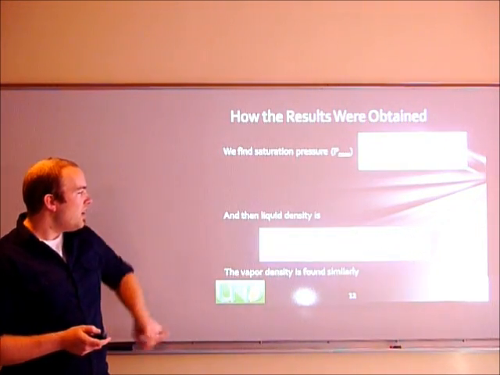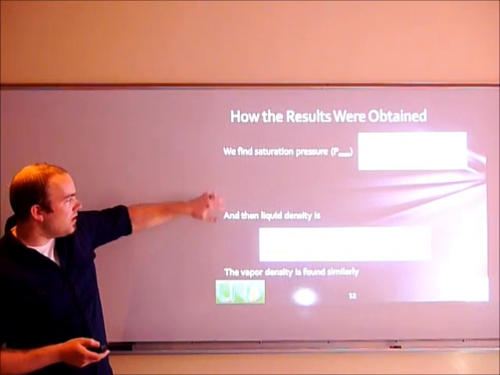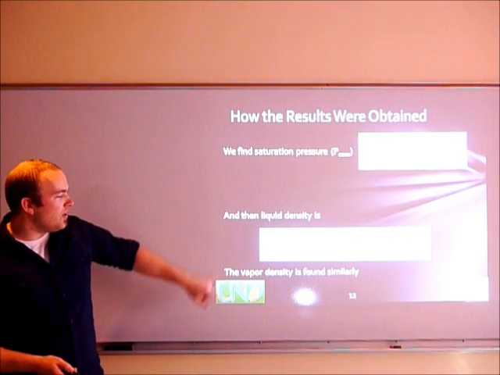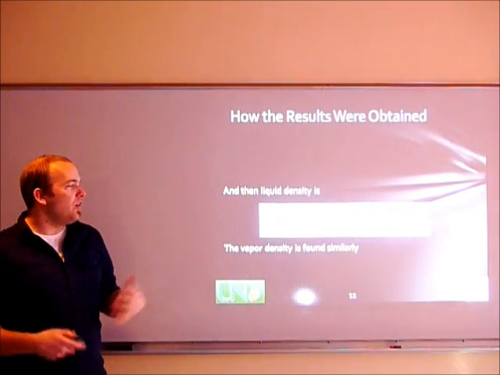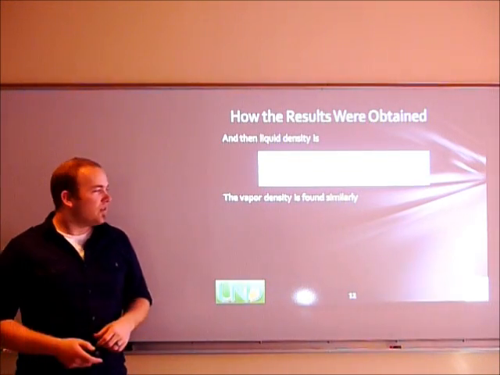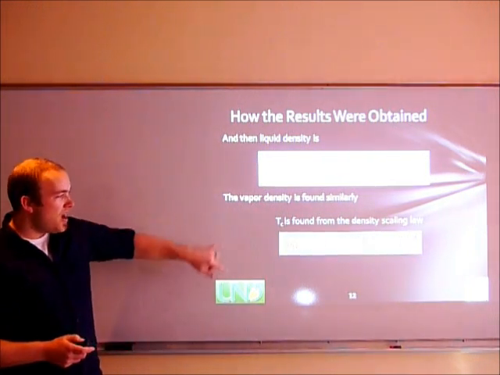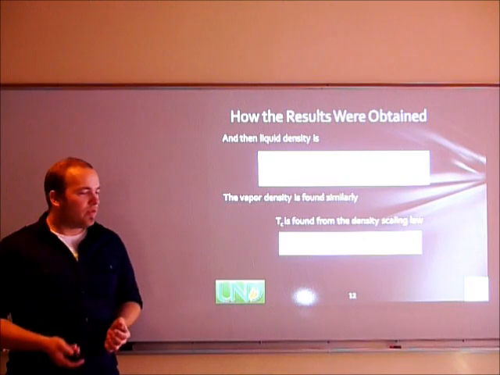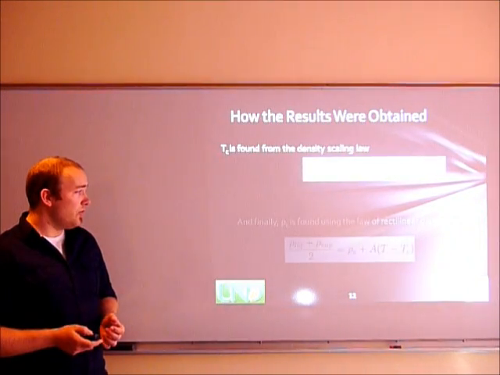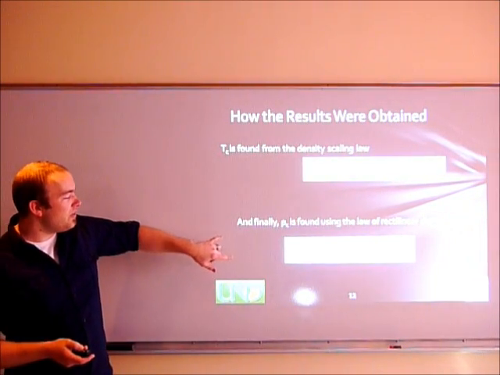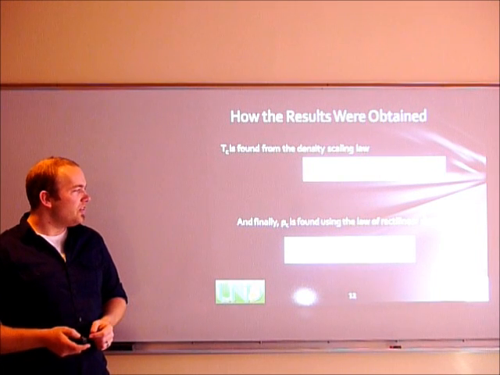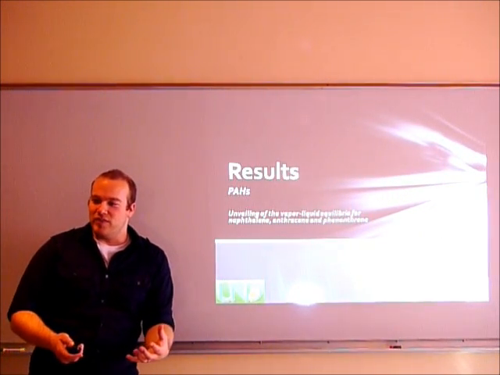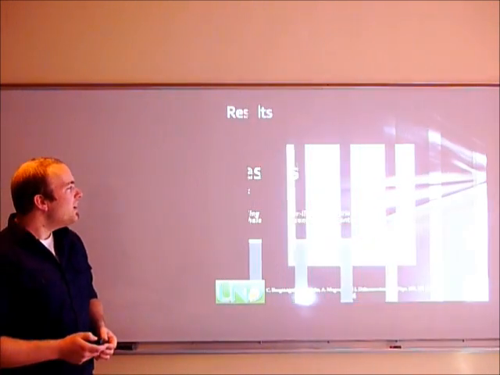Once we have that, we can take the pressure of coexistence, you can see here in the exponentials, and it'll give us the density of the liquid, and in the same way we find the density of the vapor. And then through the density scaling law, we can find the critical temperature, which is what we're after. And then through the law of rectilinear diameters, we can find the critical density. Now I'm going to get into the much anticipated results, which was also in our paper.